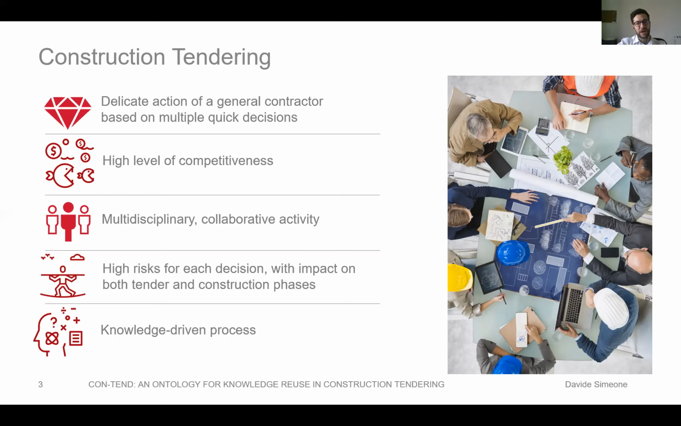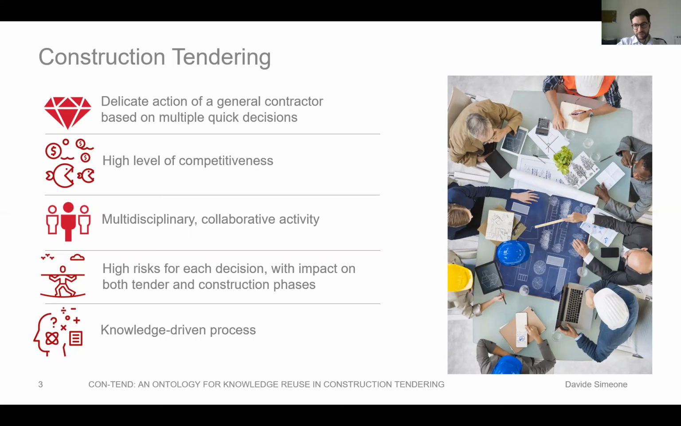It's a phase where there is a high level of competitiveness because there are different joint ventures usually applying to the same construction tender. It's a very multidisciplinary and collaborative activity because there are different actors involved: designers, construction specialists, the client itself, other consultants. So many people with their own disciplines and skills playing the game of a construction tender.